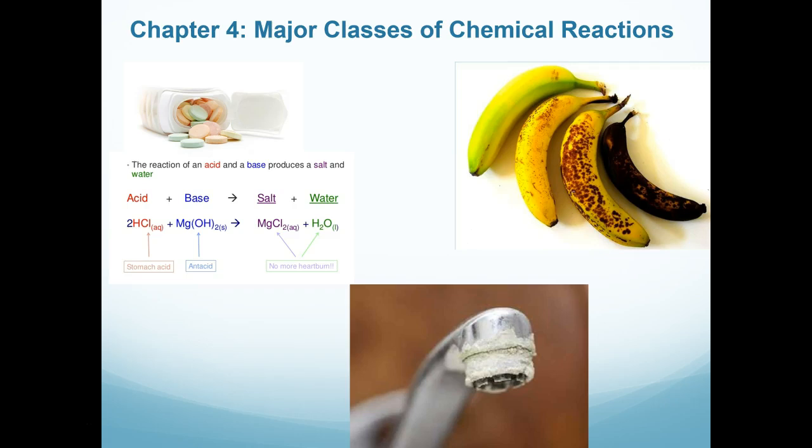I have a few examples here. Just everyday things like bananas oxidizing and turning brown. Acid-base chemistry we take if we have something like heartburn. So the stomach acid that rises up, the Tums or whatever medicine we take is going to react with it. And we can predict the products of those types of reactions. Another example is when we form hard water. So we have calcium salts that form.